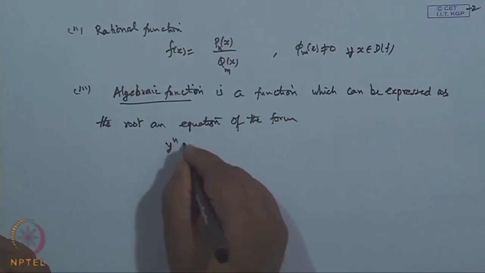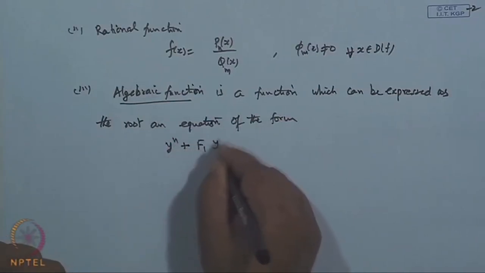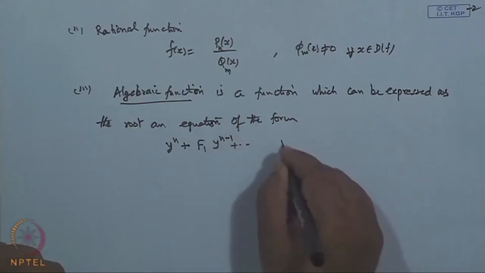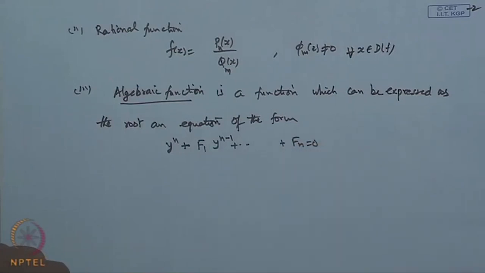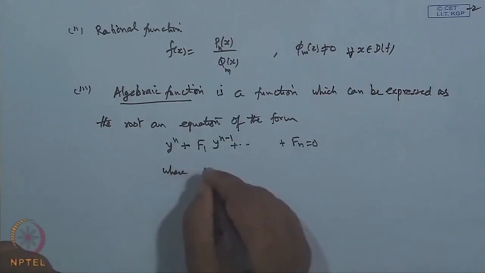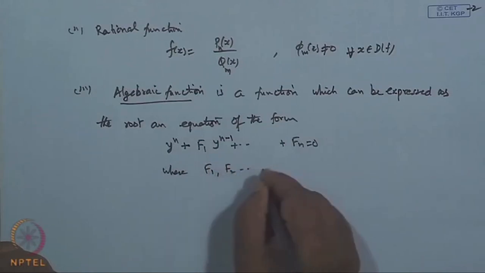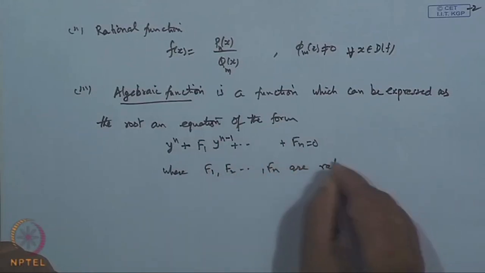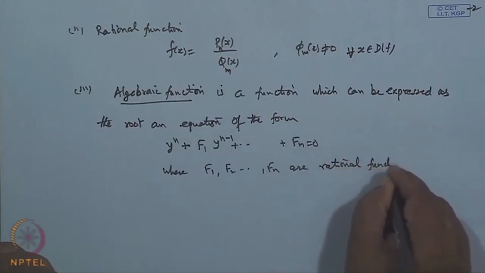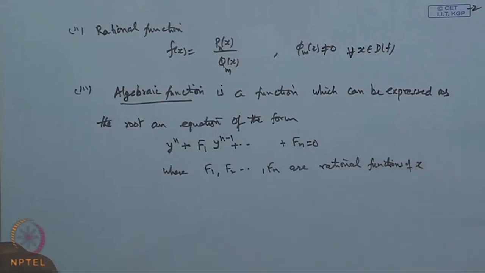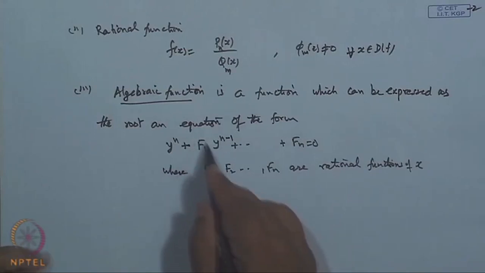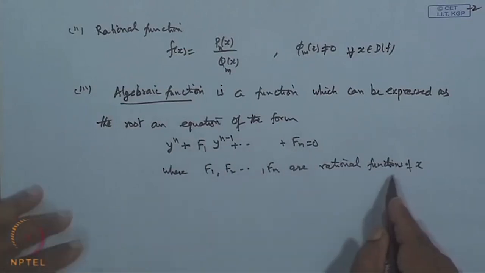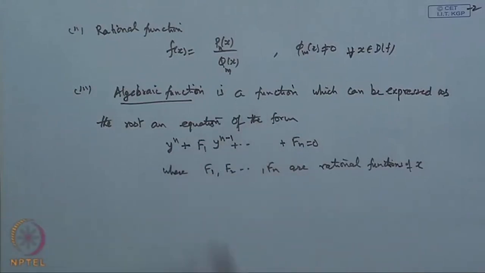say y to the power n plus f1 y to the power n minus 1 plus f2 y to the power n minus 2 plus ... plus fn equal to 0, where these f1, f2, fn are rational functions of x. So, the roots of this equation will be a function because the coefficients are rational functions, and that function we call an algebraic function.